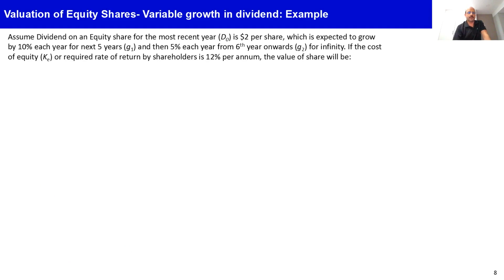So let's say a company has paid a dividend of $2 per share at the time of D0, that means last year, and which is expected to grow at 10% for the next 5 years. So G1 is 10%, and then 5% thereafter from the 6th year onwards. So G2 is 5% for infinity.